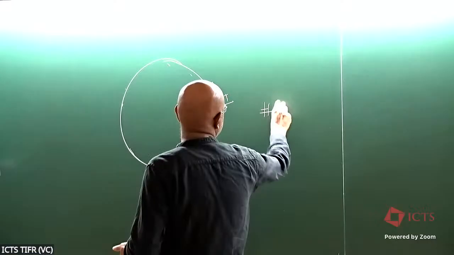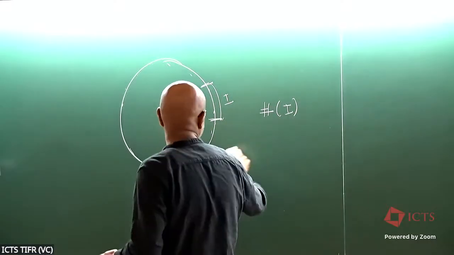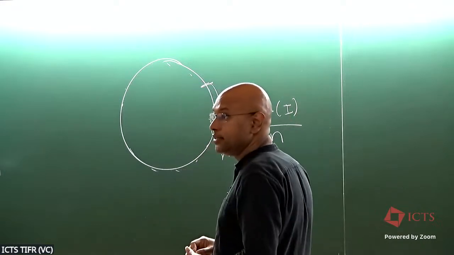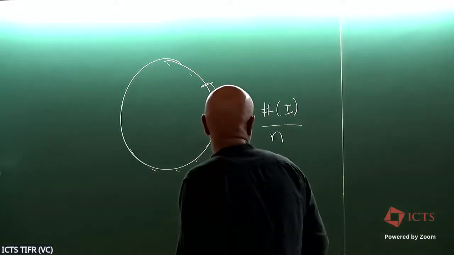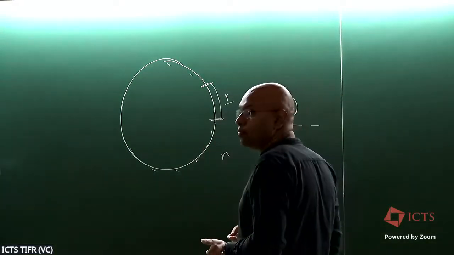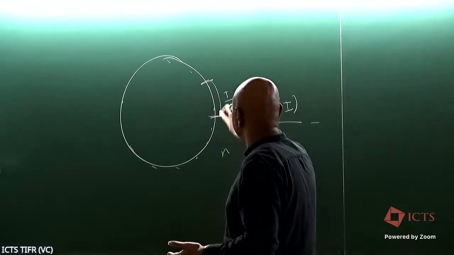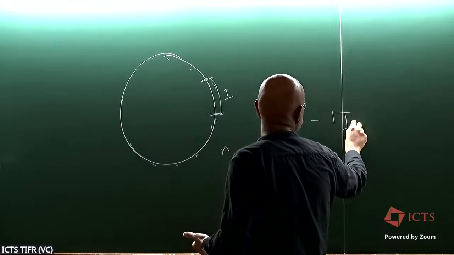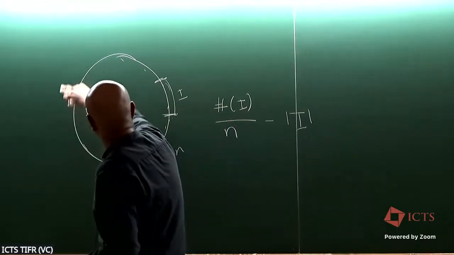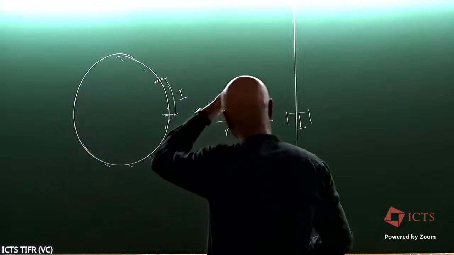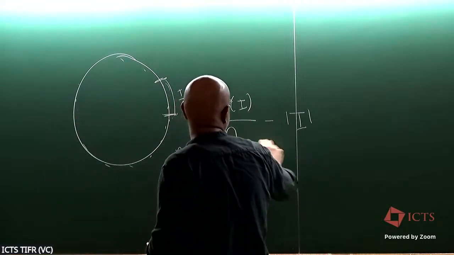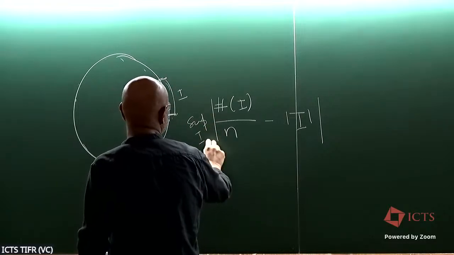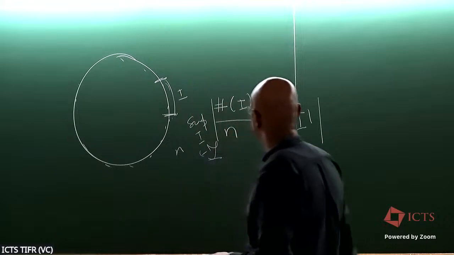So you have some number of points, let's call it sharp I, in that interval I, and the fraction of points which lie in that interval is sharp I over n. And the natural thing to compare it with is the normalized length of this interval. So let's call it |I|, and let's imagine that the total length of the circle is 1. And then what you do is take the sup over all intervals I. Okay, so script I is the class of all intervals.